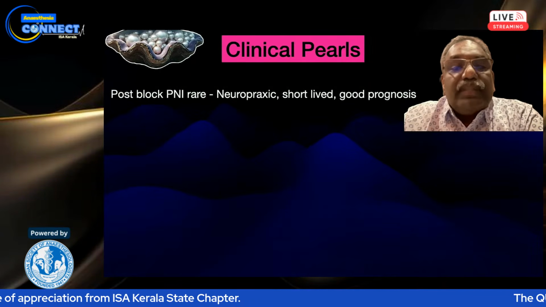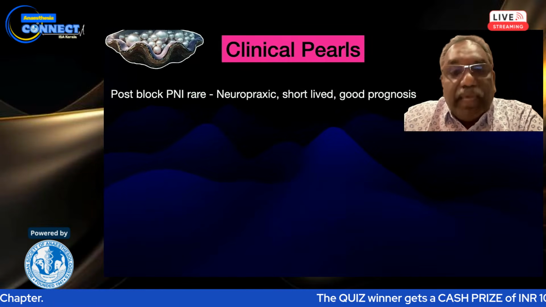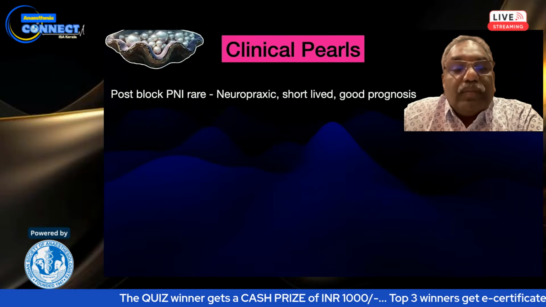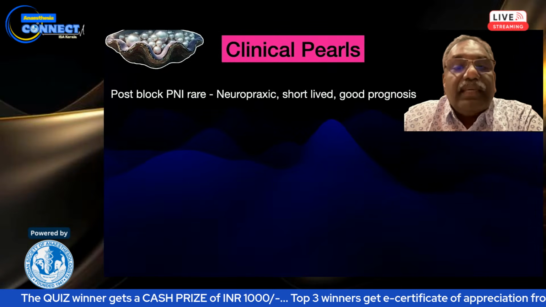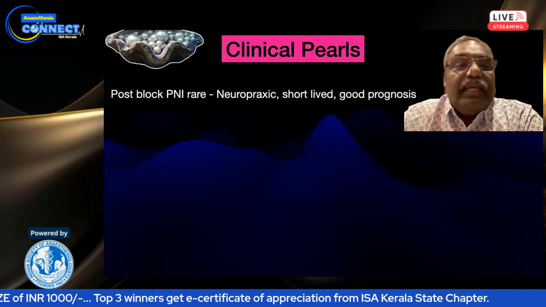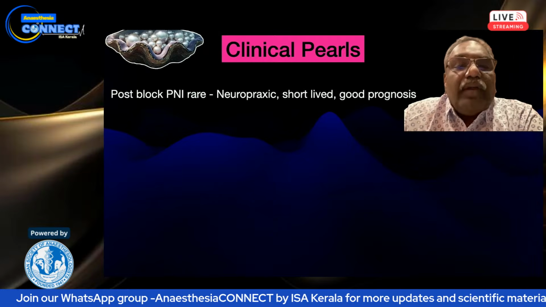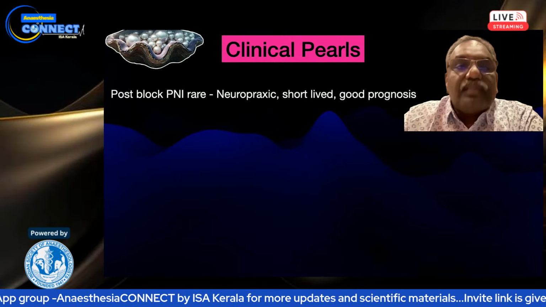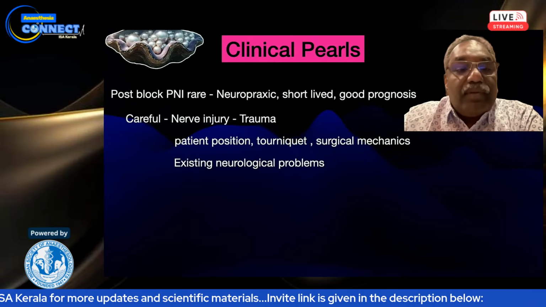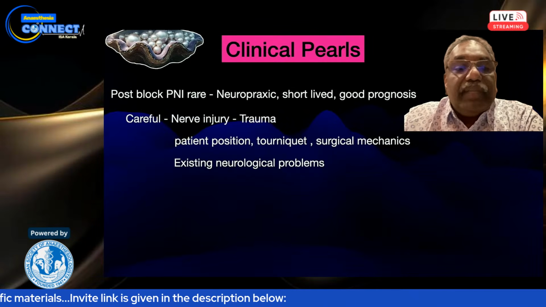And to conclude, the clinical pearls: post-block peripheral nerve injuries are rare. As we have already discussed, most of them are neuropraxic, short-lived, and have a good prognosis. Around 1 to 2% last for 3 months, and only around 0.05% will last for 1 year. We should be very careful about nerve injury, that is nerve trauma or existing trauma.